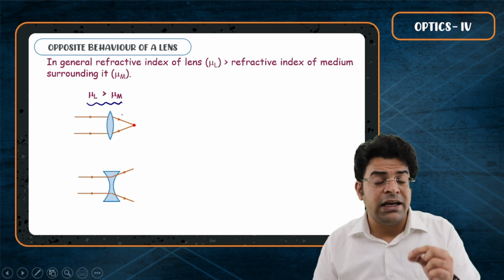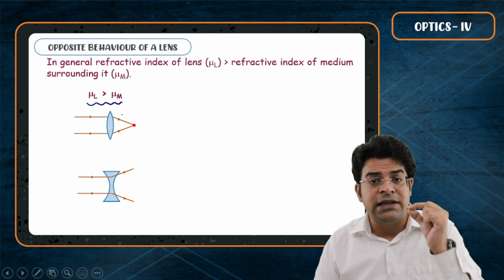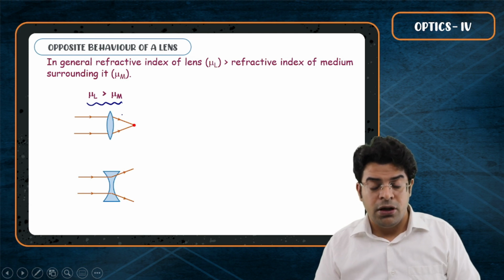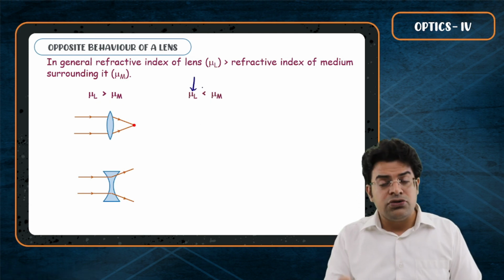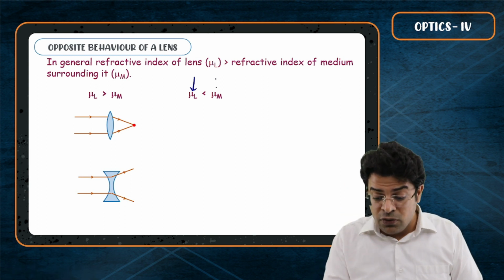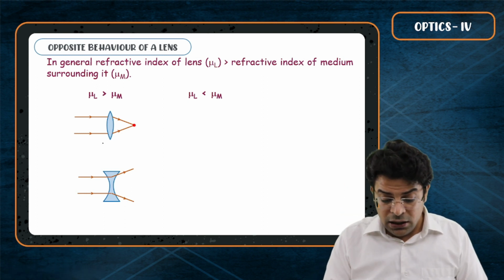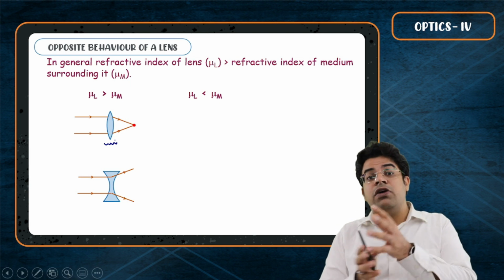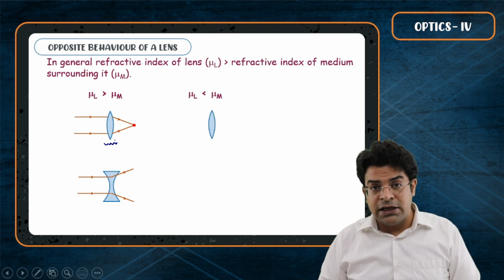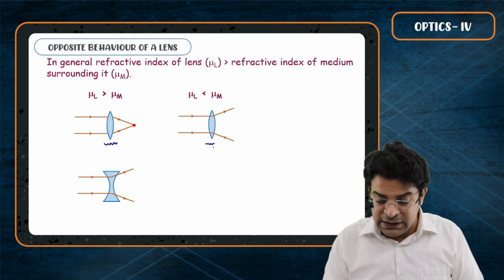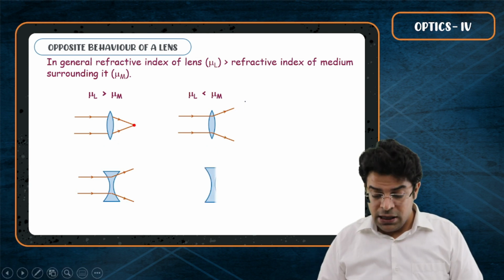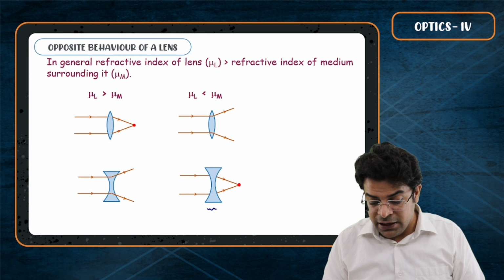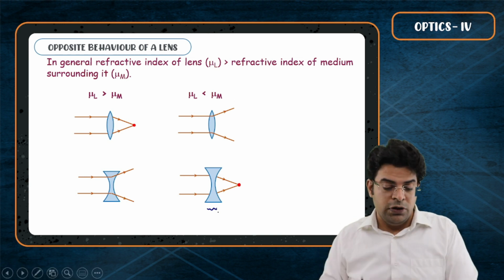The lens material has higher refractive index than the surrounding medium. But think of a special case where the lens material has lower refractive index than the surrounding medium. Then the convex lens does not converge anymore. When parallel rays of light hit a convex lens, they get diverged. And similarly, if parallel rays of light hit a concave lens, they get converged.